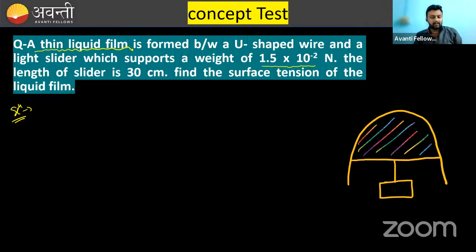One thing, every surface tries to minimize its area. That's what the property of surface tension is. Every surface tries to minimize its surface area. So this liquid film will try to pull this slider up. So it will exert a force in the upward direction.